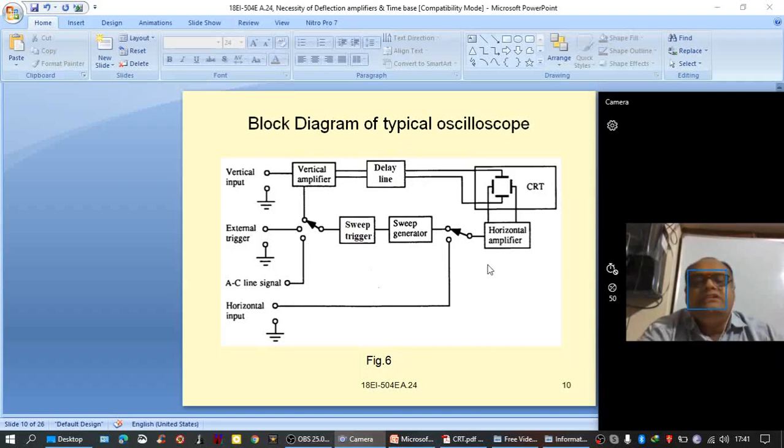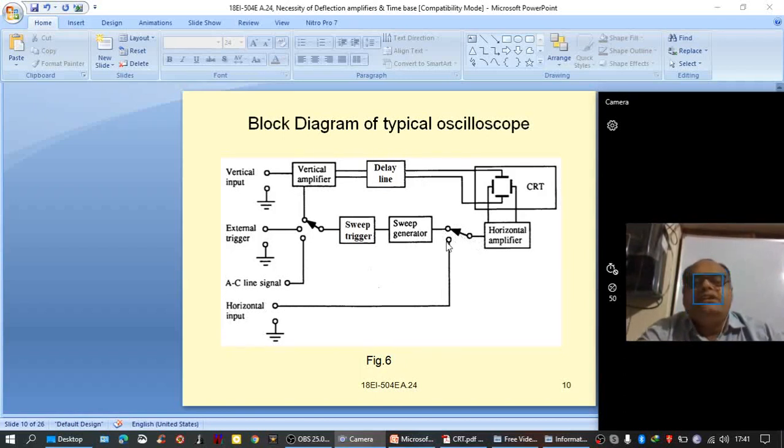And here you can see one more provision available in a CRT. That is, a switch is provided for the horizontal amplifier to get its input either from the sweep generator or from an external horizontal input.